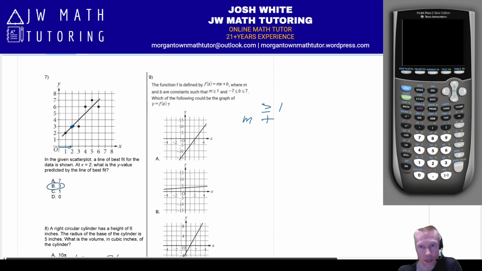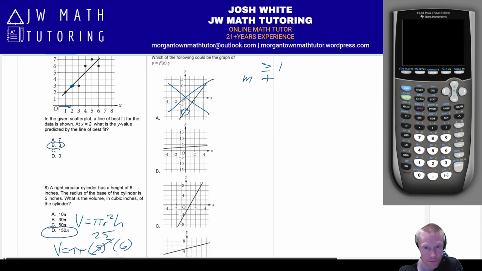So there's multiple ways you could go through and eliminate these. And again, I'm just going to do process of elimination. So, for example, A, the y-intercept, I'm going to look at that first. Notice it's down here. It's between -10 and -15. It is not between -7 and +7. So A is wrong.